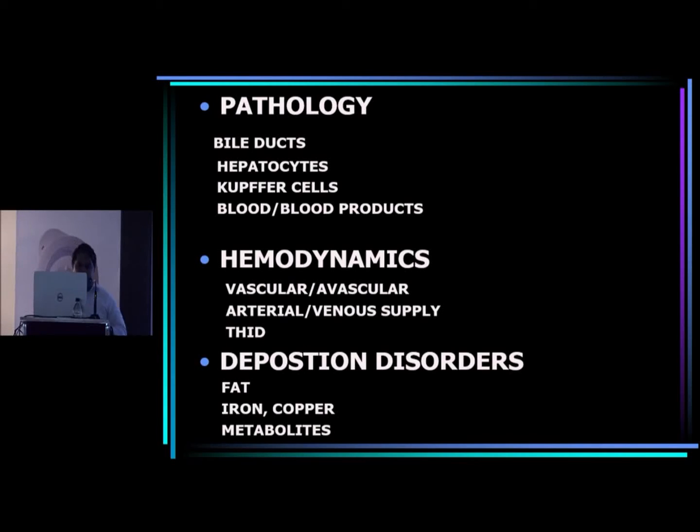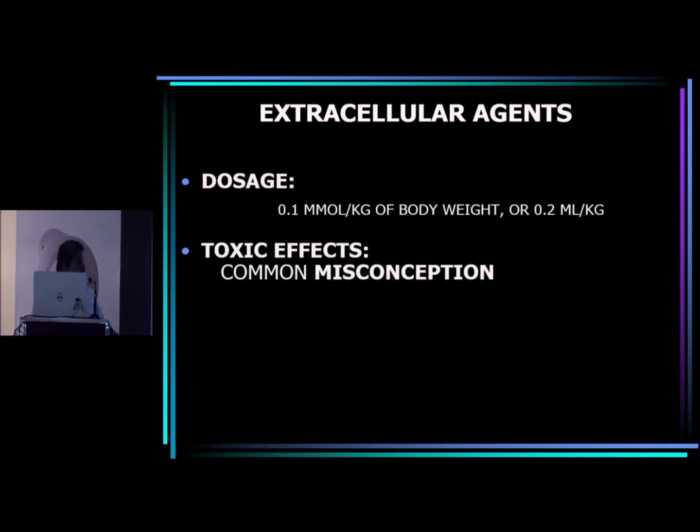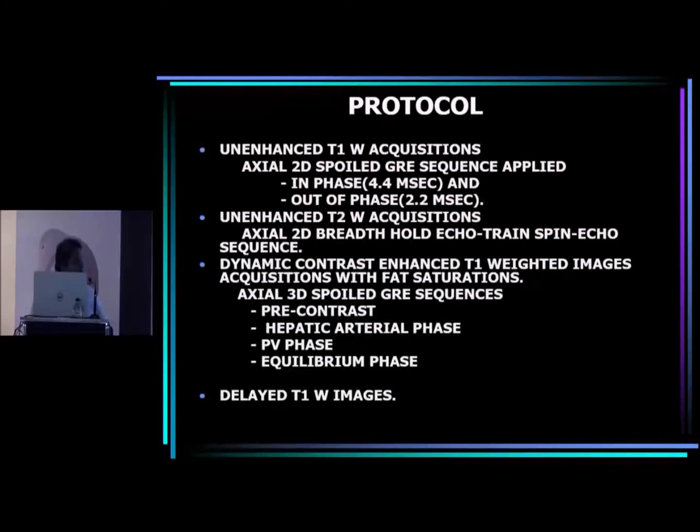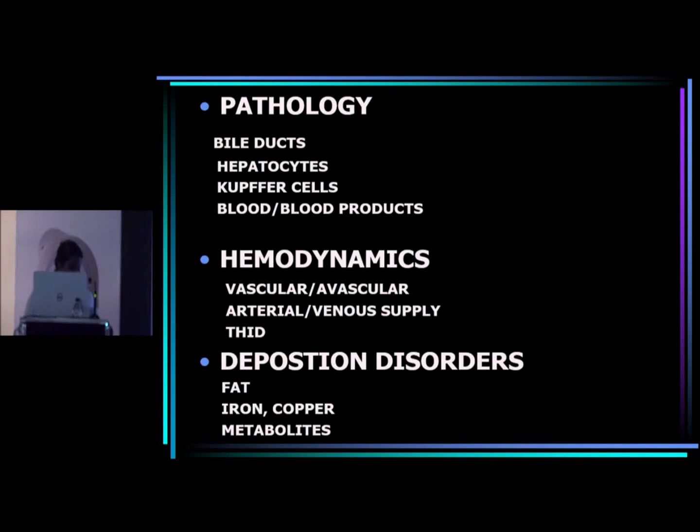Now, depending upon which part of the liver is involved, this is the group of abnormalities which we will see. The abnormality may be there in the bile ducts like primary sclerosing cholangitis. It may be in the hepatocytes like deposition disorders, in Kupffer cells, or in the blood vessels or blood and blood products.